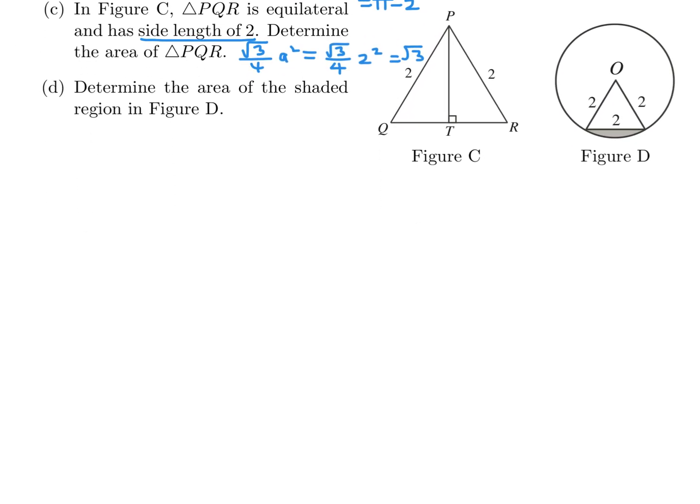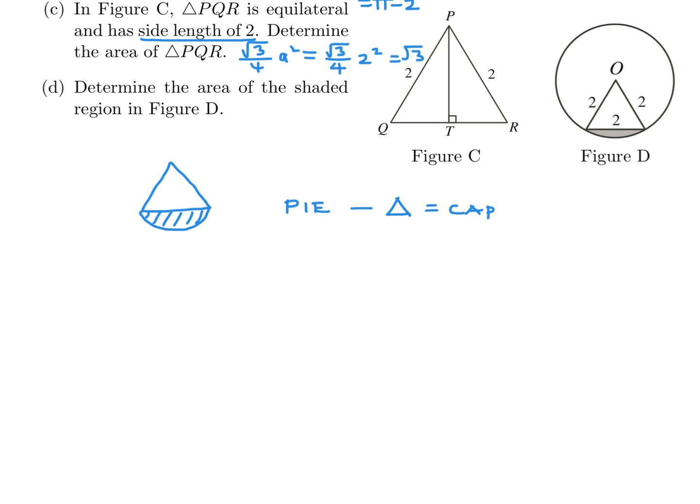And moving right along, we have part D. Determine the area of the shaded region in figure D. Okay, so for this one, I'll draw it over here just to avoid making the diagram messy. So I'll call that kind of like a pie slice, right? And if you take away from that slice the triangle, you will get the cap. And the cap is this guy right here. That's what they're asking us for. Okay, so it shouldn't be too bad.